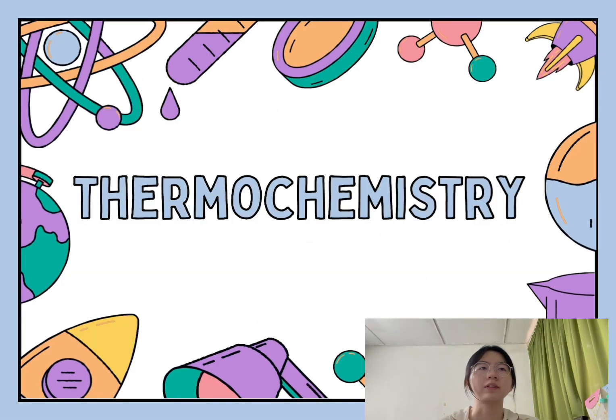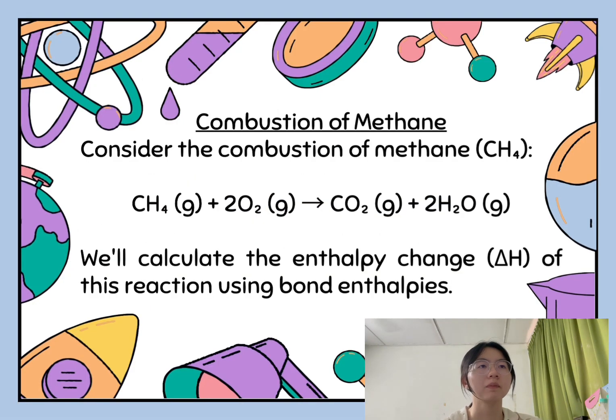Okay, so now I will present about thermochemistry. The example of thermochemistry is the combustion of methane. Consider the combustion of methane, which is CH4. We need to calculate the enthalpy change, which is delta H of this reaction, using the bond enthalpies.